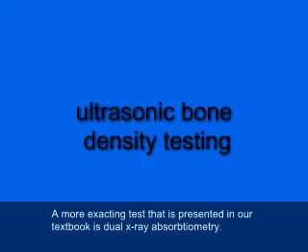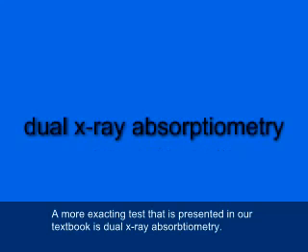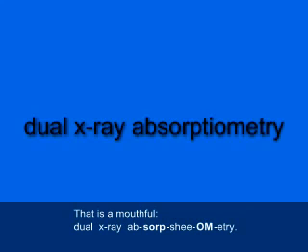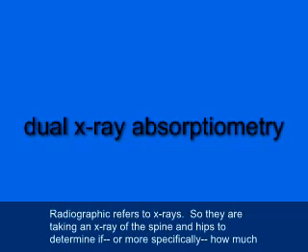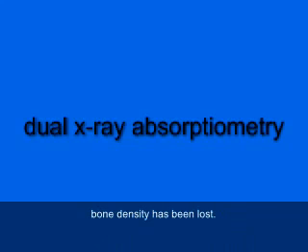The more exacting test that is presented in our textbook is dual X-ray absorptiometry. That's a mouthful. Dual X-ray absorptiometry. A-B-S-O-R-P-T-I-O-M-E-T-R-Y. And this is a radiographic measurement of the spine and hips to measure bone density. Radiographic refers to X-rays. So they're taking an X-ray of the spine and hips to determine if, or more specifically, how much bone density has been lost.